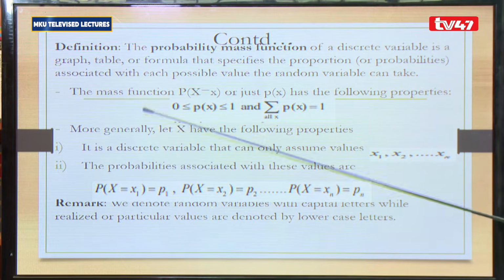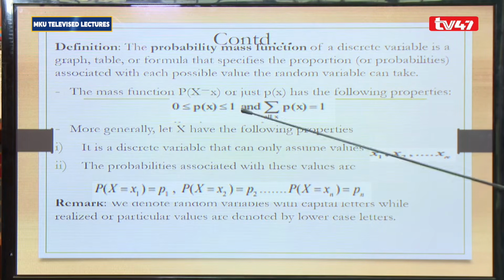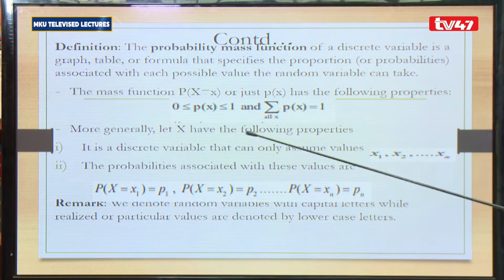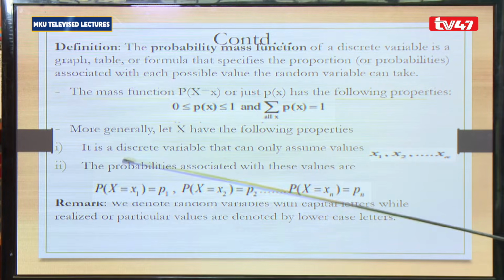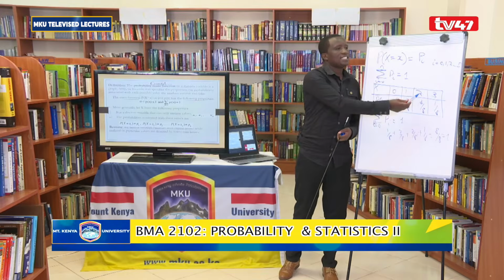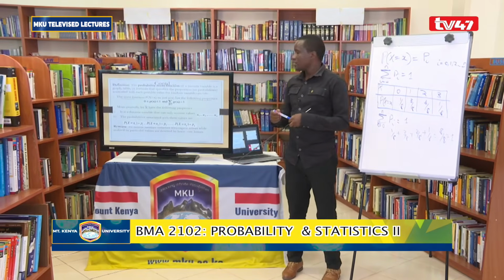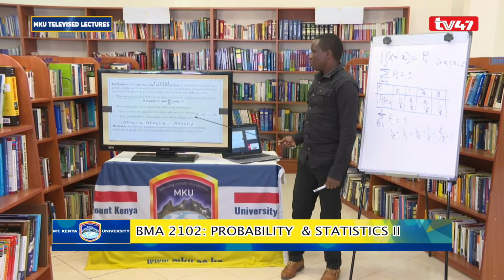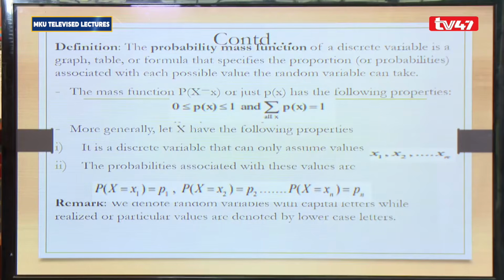Let X have the following properties. One, it is a discrete random variable that can only assume values x1, x2, all the way to xn. Like in our case here, we are saying our x1 is 0, our x2 is 1, our x3 is 2, and our x4 is 3. So this just implies the number of observations of X that you expect in that given experiment.